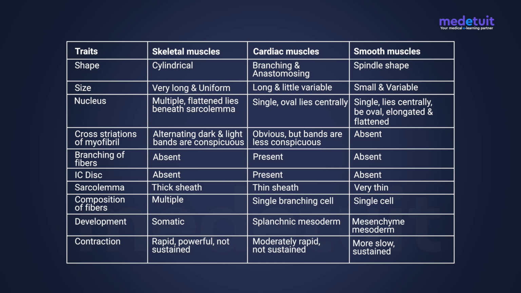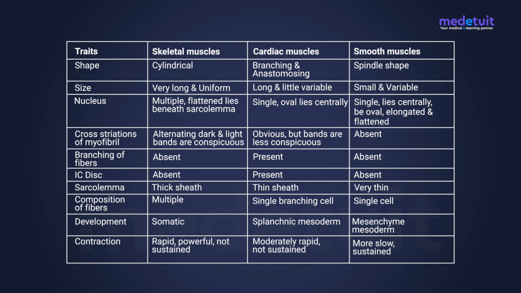elongated and flattened. Whereas in the case of cross striations of myofibril, we can see alternating dark and light bands which are actually conspicuous in skeletal muscles. This happens only when you check a muscle under the microscope. In cardiac muscle, there are obvious cross striations, but bands are less conspicuous, whereas in smooth muscles, they are all absent. Branching of fibers is absent in skeletal muscles, present in cardiac muscle, and again absent in smooth muscles. Intercalated disc is absent in skeletal muscle, present in cardiac muscle, and absent in smooth muscles. So, from this you can understand that the intercalated disc is present only in cardiac muscle.